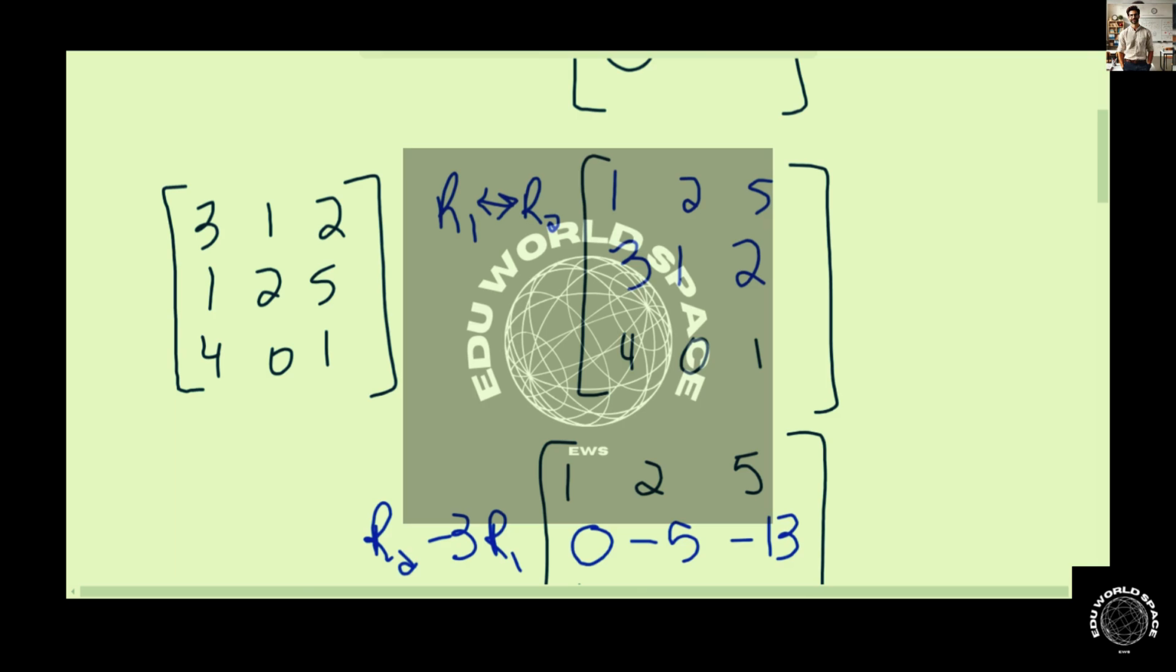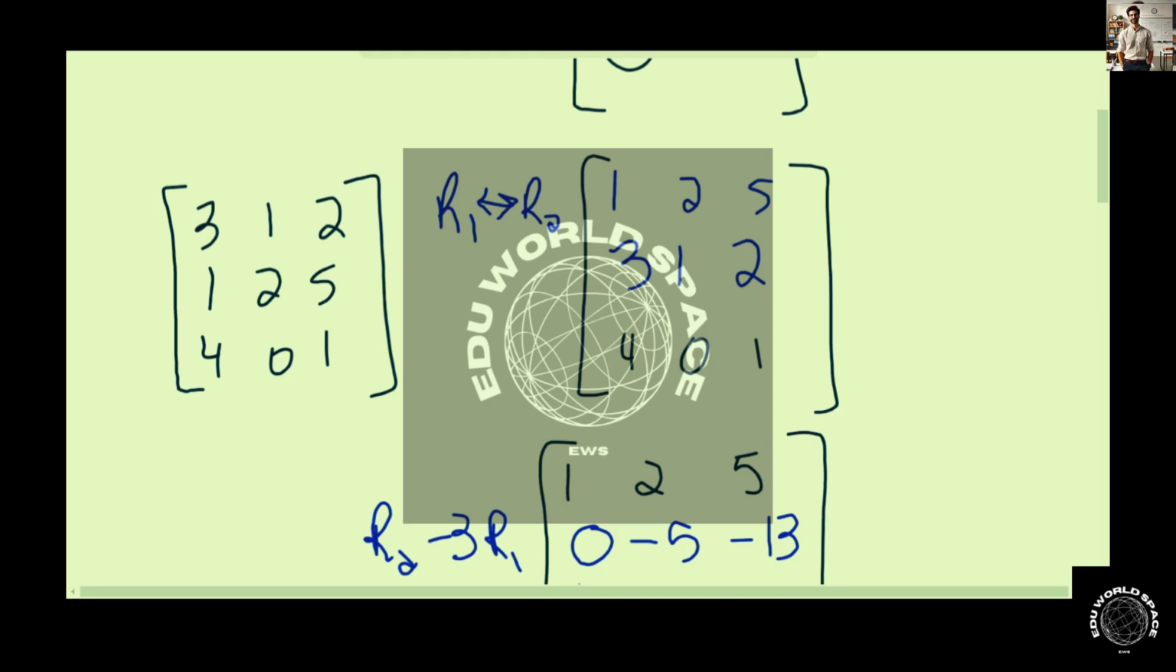In the second matrix, the 3, 1, 2, 1, 2, 5, 4, 0, 1, we want to get this to the 3 by 3 identity, 1, 0, 0, 0, 1, 0, 0, 0, 1. Other things you can do, I'm only using this to illustrate, you can swap rows too, so I'm just swapping rows 1 and 2. So it becomes 1, 2, 5, 3, 1, 2.